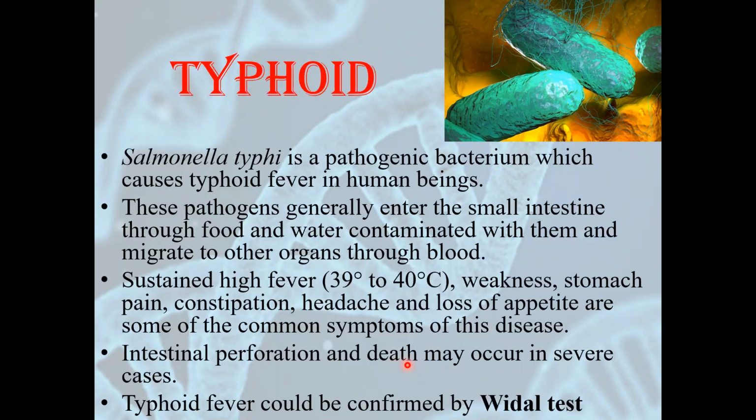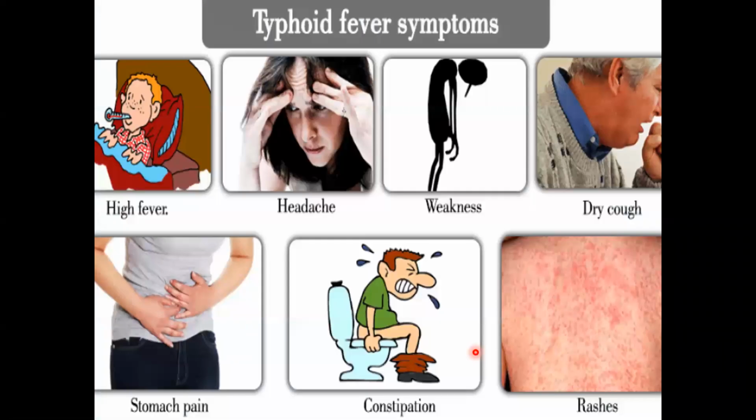Now, how can we get to know that the person is being affected by typhoid fever? There is a test called the Widal test. This test is important for checking whether the person has typhoid or not. You can see some symptoms are shown over here: high fever, headache, weakness. There's also dry cough, stomach pain, constipation, and sometimes rashes are also seen on the body of the patient having typhoid. How to prevent this disease? This disease can be prevented by drinking clean water and eating properly cooked food and not eating junk food that is available outside.